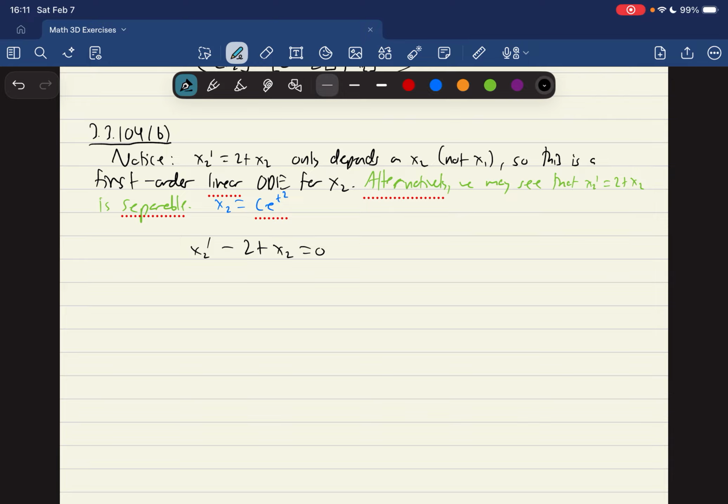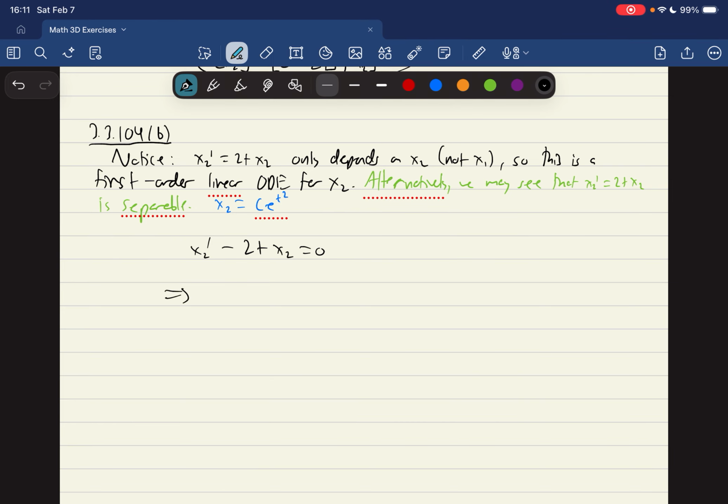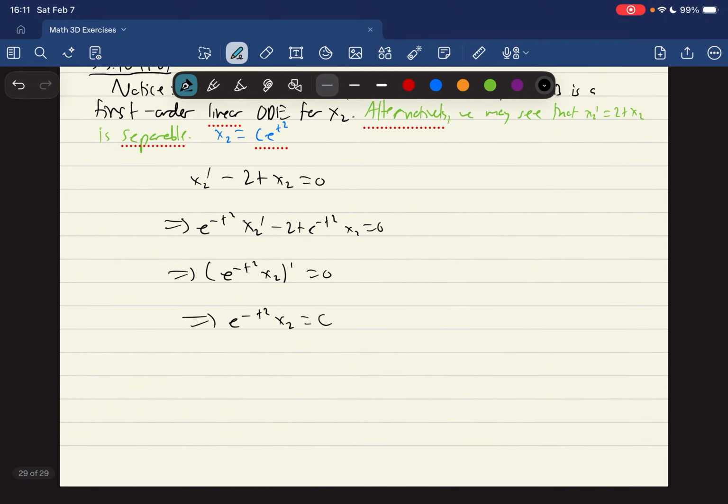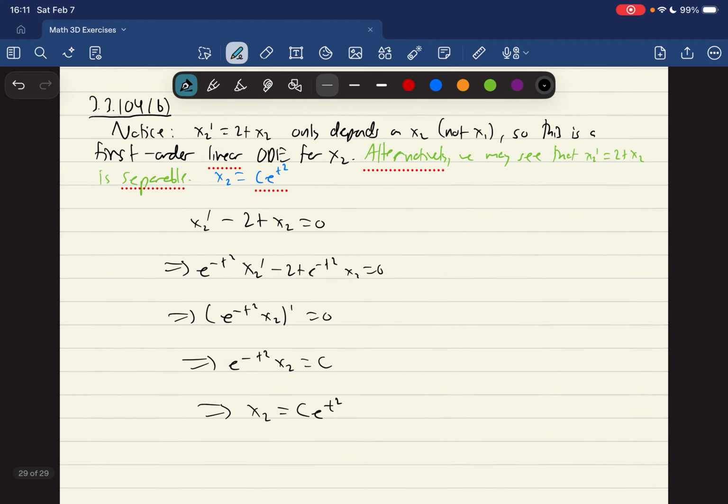All right, so how do we get this? Well, first, let's multiply by an integrating factor. And here, integrating this, it's not hard to see that we get negative t squared. So e to the negative t squared, x2 prime minus 2t e to the negative t squared, x2 equals 0, which gives e to the negative t squared, x2, prime equals 0, which gives some constant, and therefore x2 must be c e to the t squared, as claimed.